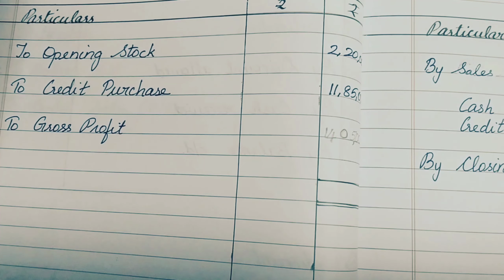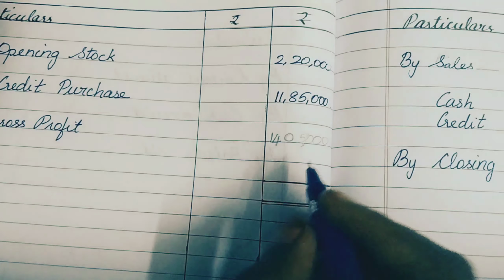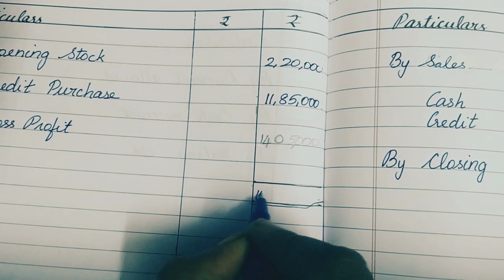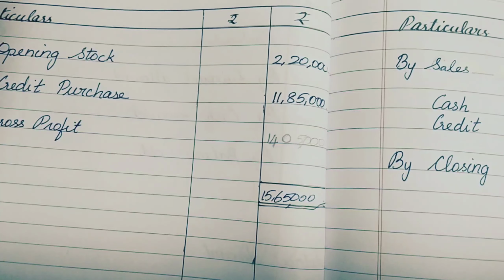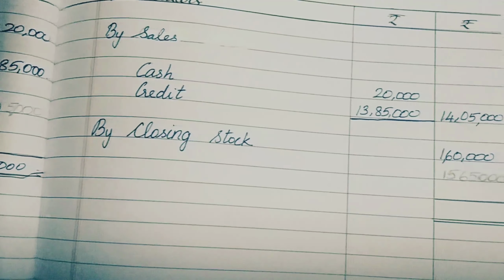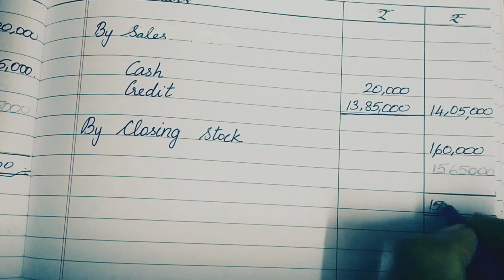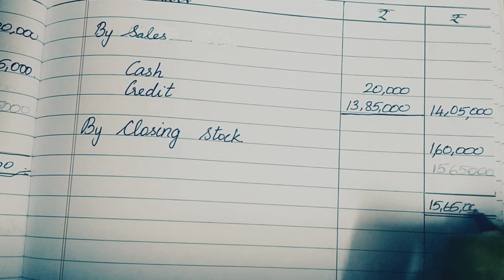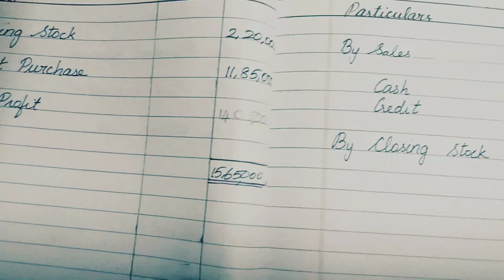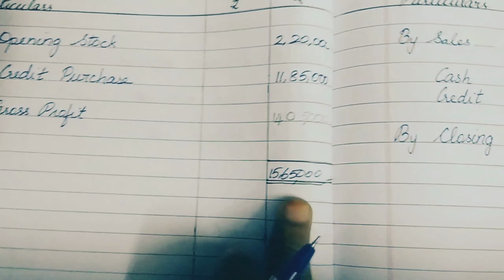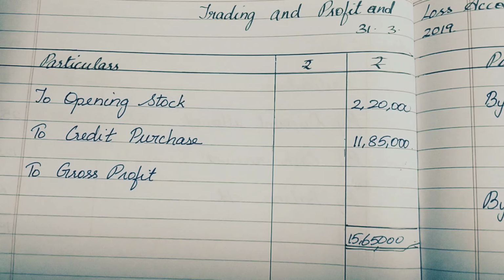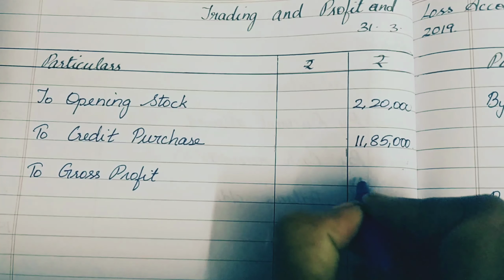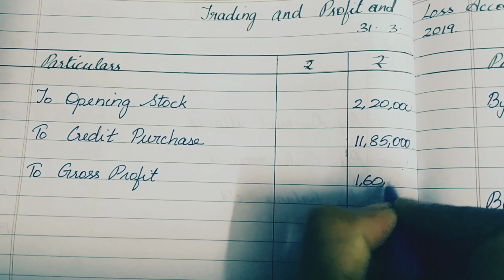So next step, what we're going to do is write down the greatest total as the grand total. So 15,65,000 is my greatest total to be written down as grand total on both sides of the debit and credit. Next, after that, I'm going to come to the debit side where I have my profit and subtract 14,05,000 from 15,65,000. So my answer is 1,60,000 as my gross profit.